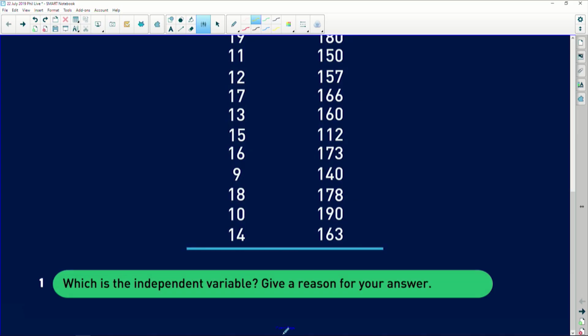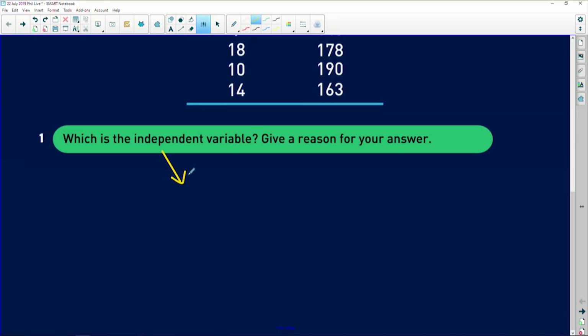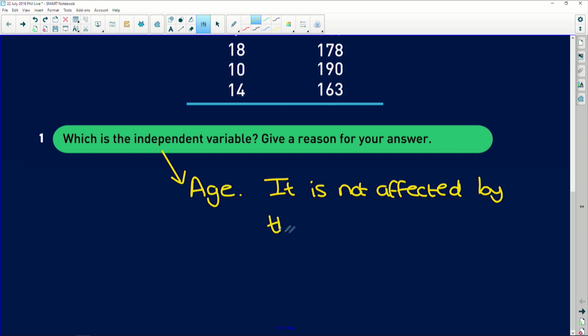Dependent variables are variables that can be influenced. So for example, the height here, yes, people grow, but they grow at different rates and you could stunt their growth, you could give them growth hormone, you could do all of these different things to affect their height. So obviously, height is the dependent variable. So independent is definitely age. And the reason is it is not affected by the other variable, or it is not influenced by another variable.